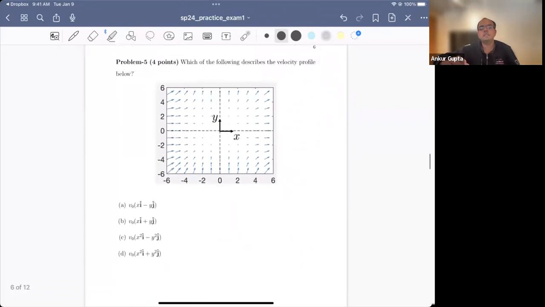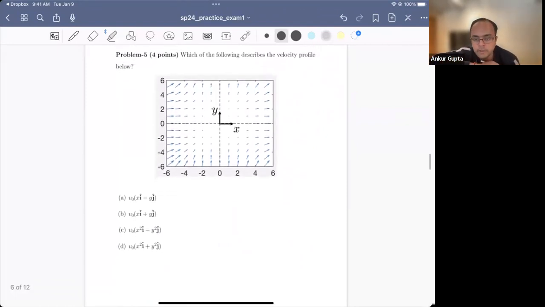Okay, so now it says, which of the following describes the velocity profile below. So we have a velocity profile, and we have been asked to calculate which profile is the one that describes it. So let's start here.